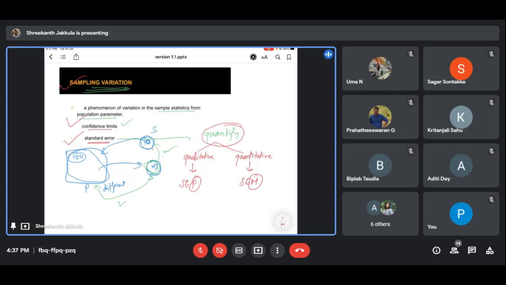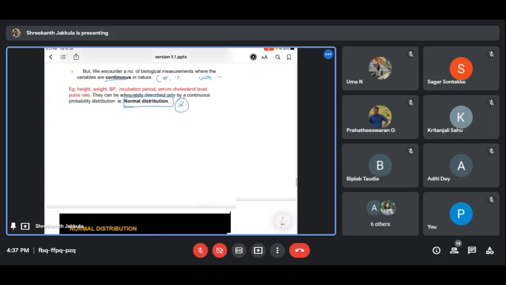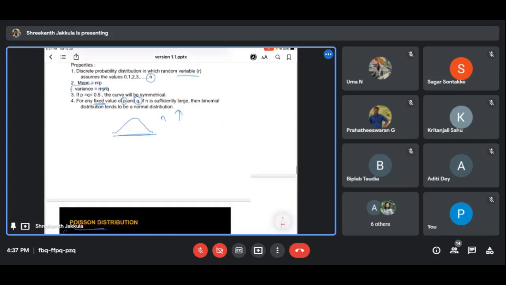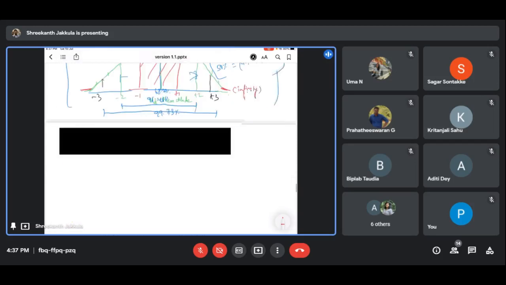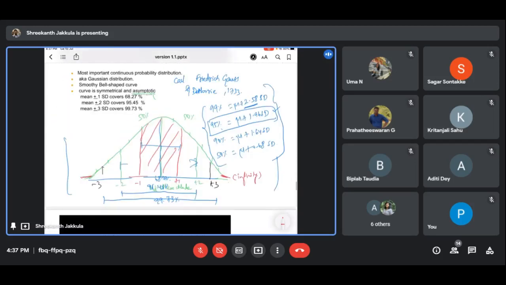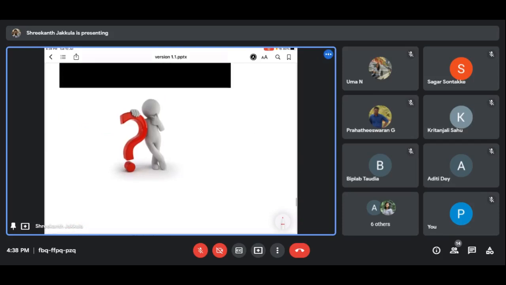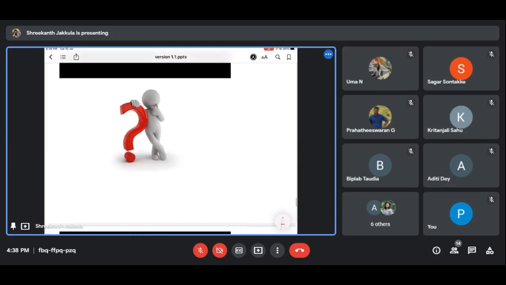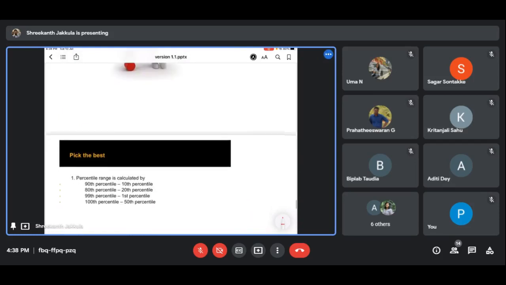So till now we have completed probability, probability rules, distributions, and normal distribution and their characteristics. Shall we start with a few questions? Try to answer.